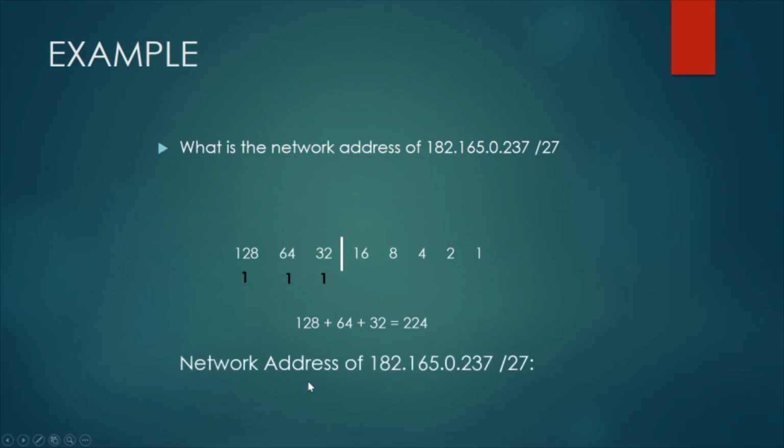So what is the network address where 182.165.0.237/27 lives? The answer is 182.165.0.224/27. So one more time, find your interesting octet, subtract the value of the subnet bits from that value until you either reach 0, or you reach the dividing bar, or you can't subtract anymore without going negative. Add up the value of the bits that you turned on. That's the value of your network.